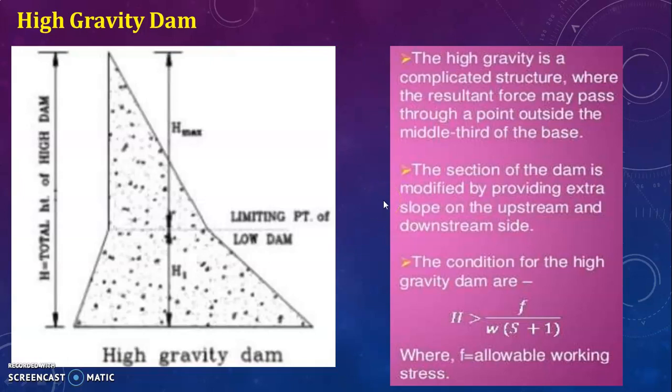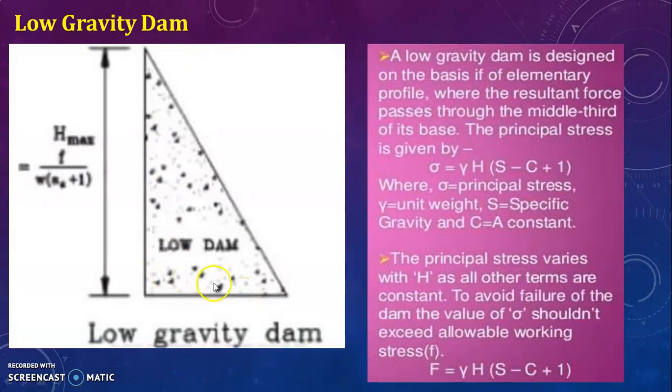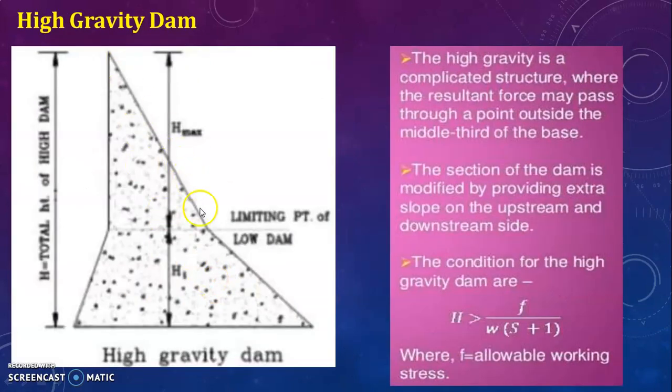The high gravity dam is a complicated structure. You can see here, the low gravity dam is just a triangular shape, but the high gravity dam is a complicated structure where the resultant force may pass through a point outside the middle third of the base. The section of the dam is modified by providing extra slope on the upstream and downstream side.